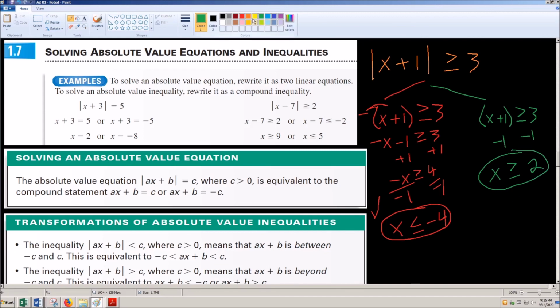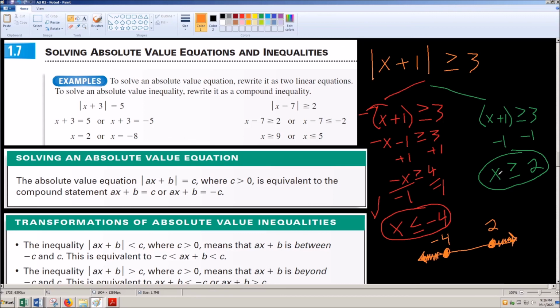Here, if we were to graph this thing, we would be looking at a graph that looks like a filled in circle at -4, a filled in circle here at 2 because it's greater than or equal to, and less than or equal to. And I'm looking at where I would shade. So my x is less than or equal to -4, so I would shade to the left over here. And then I would shade to the right over here. x is greater than or equal to 2.